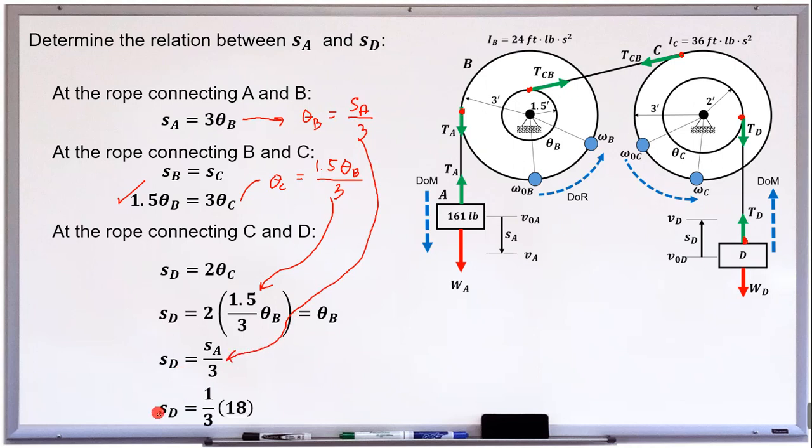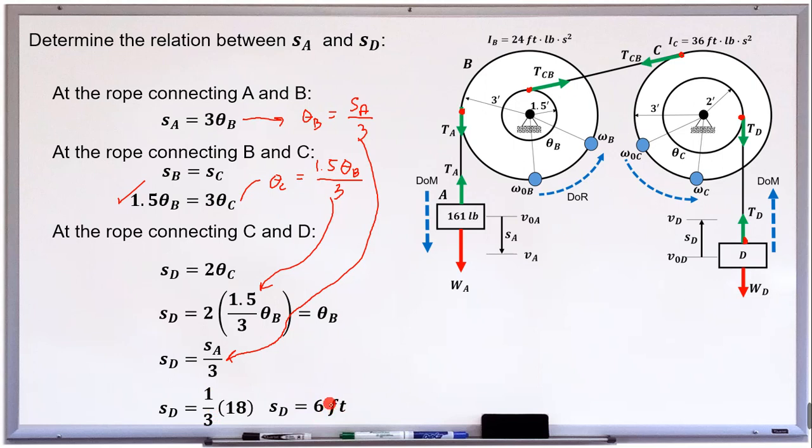Next, the linear displacement of our D is just 1/3 of the linear displacement of our A. So we have just determined the relation between the displacement at blocks A and D. So for the displacement of D, that is just 1/3 that of A. So that's 1/3 of 18. So we have the displacement of D equal to 6 feet.